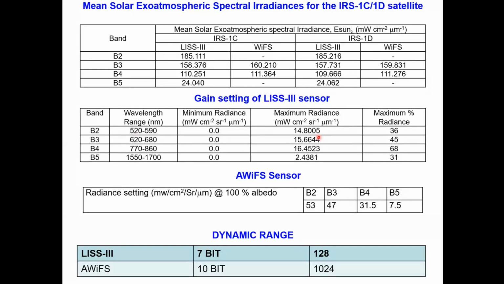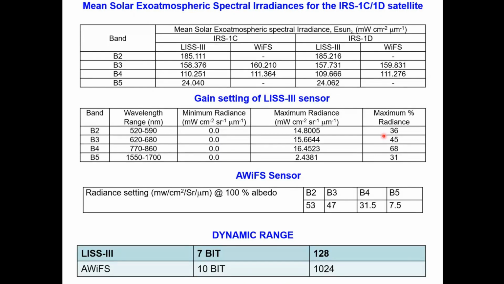That means the maximum radiance it can measure is 14, and percentage-wise it is 36%. So if the total incoming solar radiation is X, then at 36% of that the sensor will get saturated.